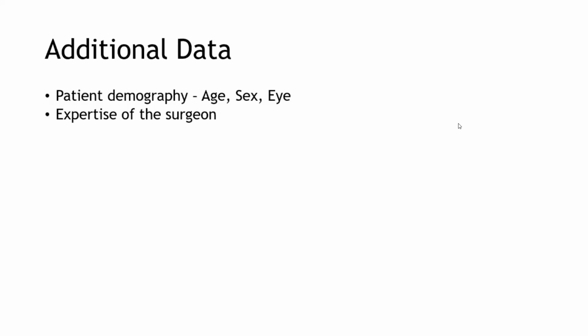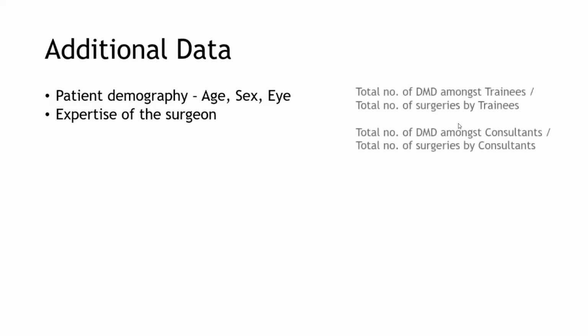So what should be the numerator? The number of DMD in trainees divided by the total number of cases by trainees. That is important. We don't put the total cases. We have to put the total number of DMD among trainees divided by the total number of surgeries performed by trainees. And then you compare it with the total number of DMDs among consultants divided by the total number of surgeries by consultants. Then you analyze these two data and see whether there is any significant difference or not.